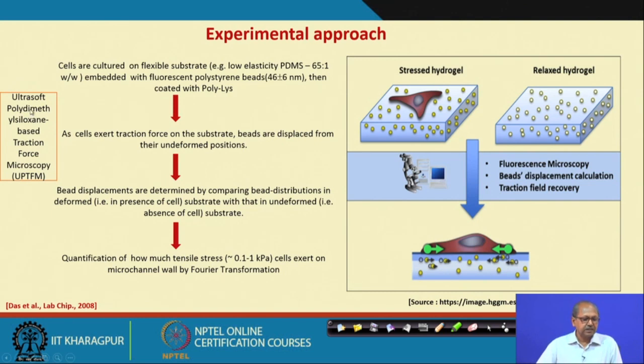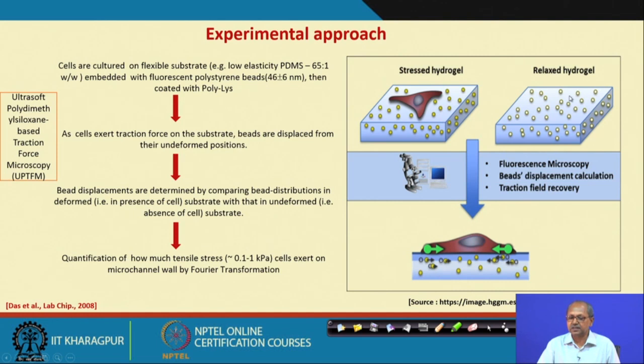We have generated an ultra-soft polydimethylsiloxane-based traction force microscopy, meaning UPTFM. The beauty of this system is that the PDMS layered on the glass surface is very thin, and it is made with a 65:1 ratio of polymer to curing agent instead of 10:1. This is embedded with fluorescent polystyrene beads of 46 ± 6 nanometers, and this is a hydrophobic layer. To make it hydrophilic so cells will attach, the PDMS layer is treated with polylysine. Then we attach the cells, and the cells will exert force.